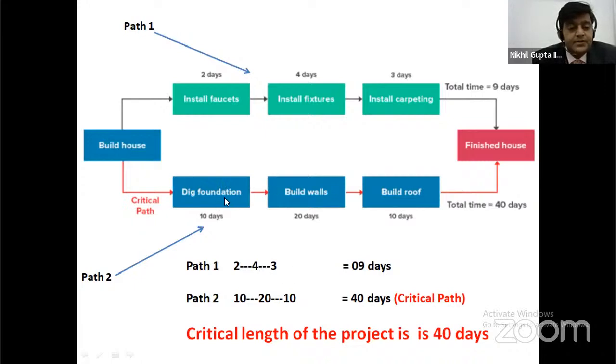The second route is dig foundation, it takes 10 days. Build wall takes 20 days. Build roof, 10 days. Total is 40 days. This is path 2. In this overall network, the first path takes 9 days and the second path takes 40 days. We already discussed that the critical path is the longest path. So we can say that 40 days is the critical path, and the length of the path is 40 days.